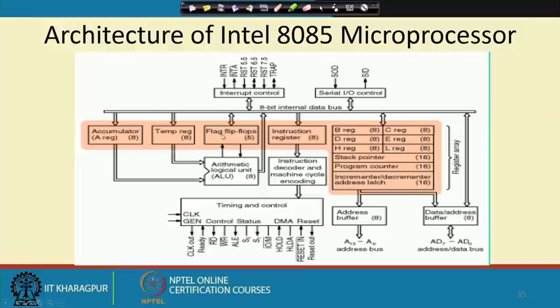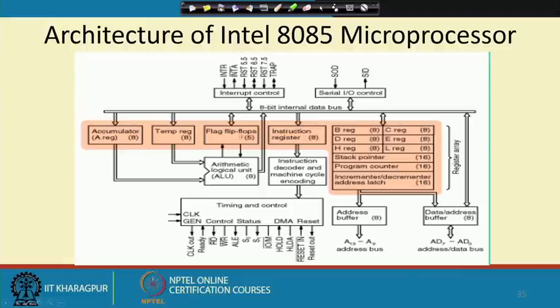The flag register consists of a set of flip flops. The A register is 8-bit wide, the temporary register is also 8-bit wide, and the flag is 5-bit wide. The ALU does operations in terms of 8 bits, and there is an internal data bus which is 8-bit wide. So all the data flowing internally through the processor are 8 bits at a time.